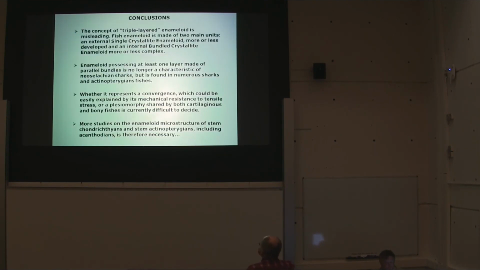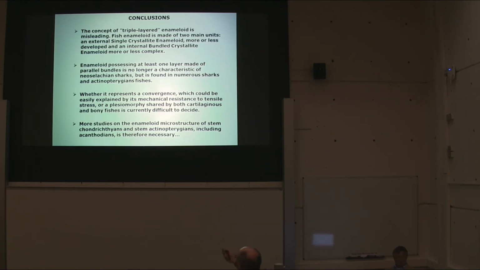So in conclusion, the concept of a triple-layered enameloid is completely misleading. It's not 3 different layers, it's mostly 2 layers. It is made of 2 main units. An external single crystallite enameloid, which is more or less developed. You can see that it is very reduced in the selachimorph sharks. It can be very well developed in hybodont sharks.